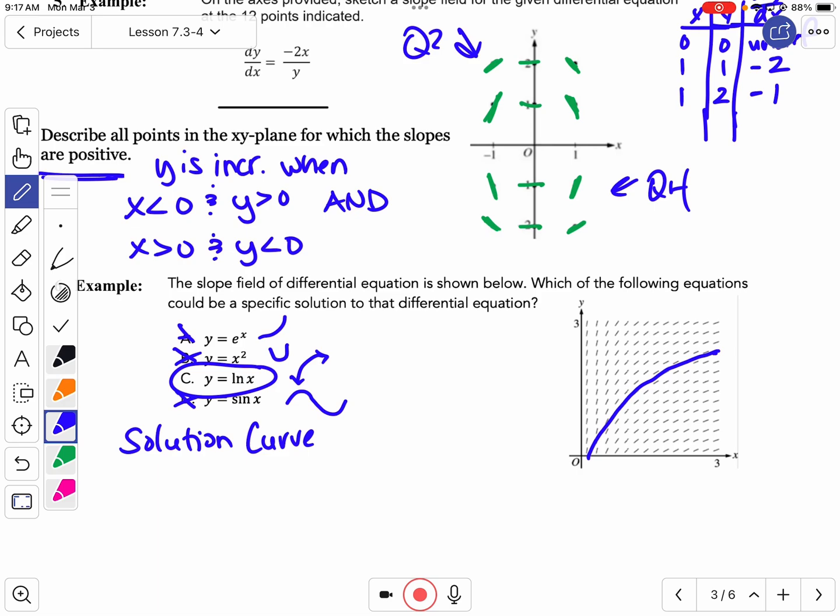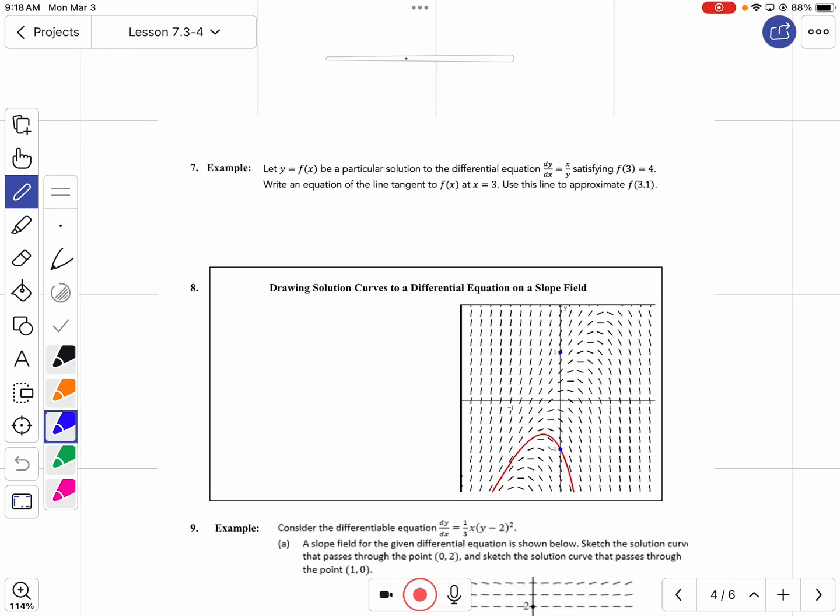Okay, so if they ask you what is the original, not the differential equation, but the original curve, you're trying to figure out which picture graphs onto the one they gave you. Okay, all right, let's look at this one. I think this is an interesting problem.